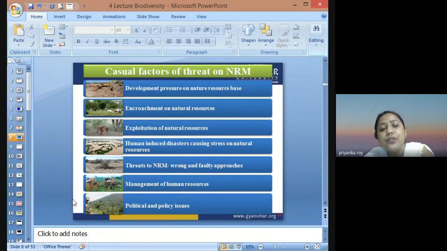Exploitation of natural resources, like when we keep on extracting more than what we need to, will also put a stress. Human-induced disasters will cause stress to natural resources. Threats to natural resources also include a wrong and faulty approach of rejuvenating nature.